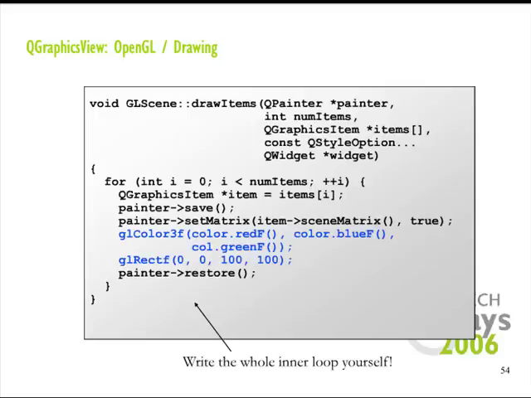Right. Another thing, the QGraphicsScene has a virtual function called drawItems that lets you draw all the items. So if you know that all your items can be drawn using OpenGL, you can actually implement the drawItems function and draw all the items in the inner loop, and you can optimize away things like state updates to make it really, really fast.